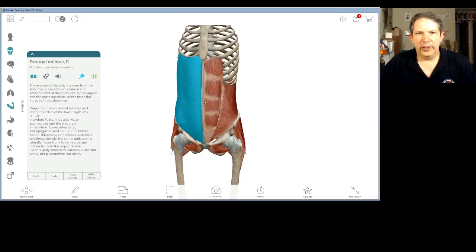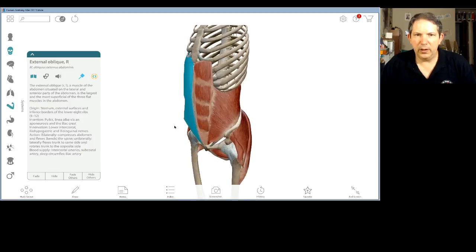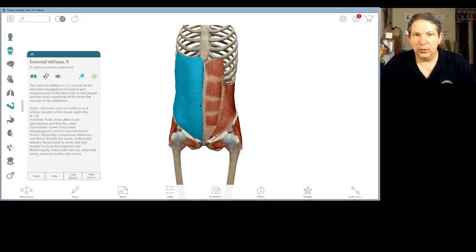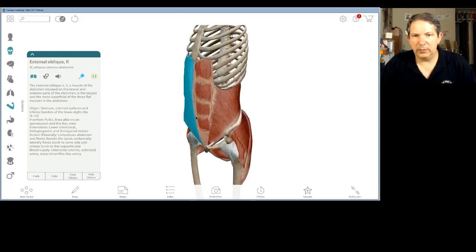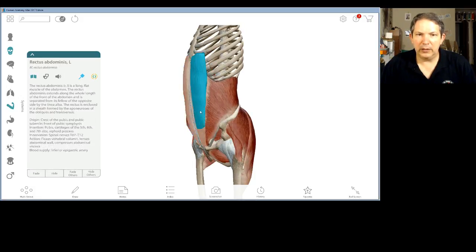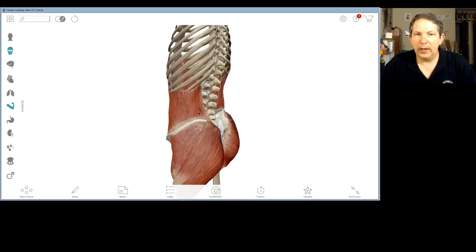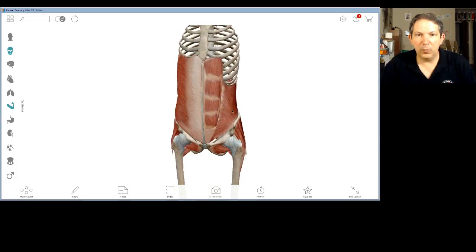So external obliques, and the rectus abdominis going straight is the other one that we can see now that we've uncovered. We took away the external obliques. We can see the rectus abdominis, and these are the six-pack muscles that people get obsessed about, just because it has different bellies to it, multiple sections to it. And we still have one more.